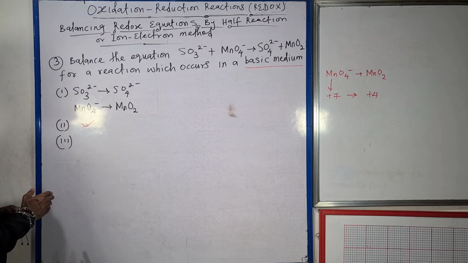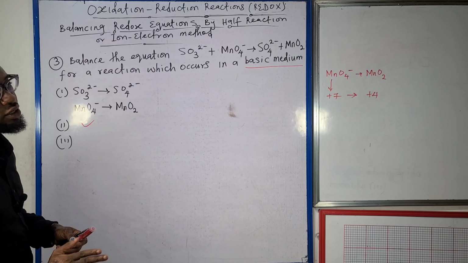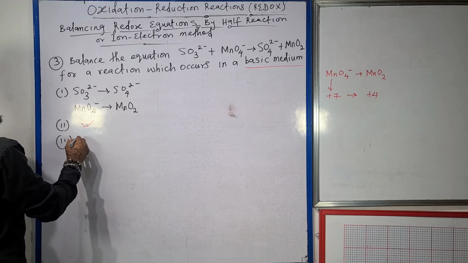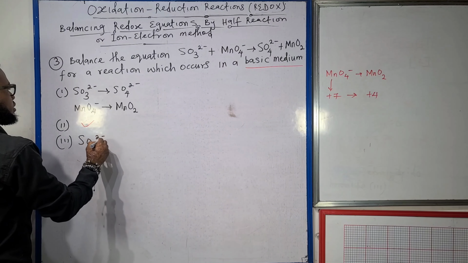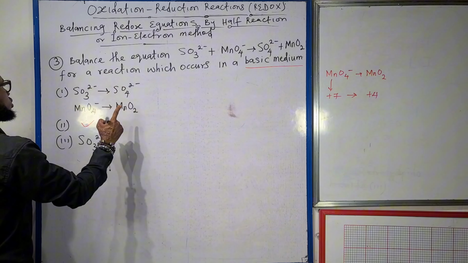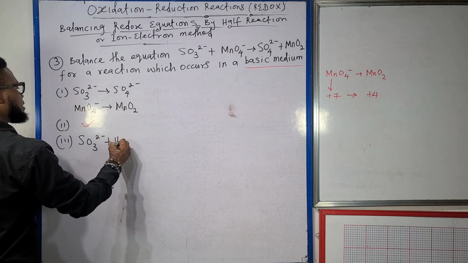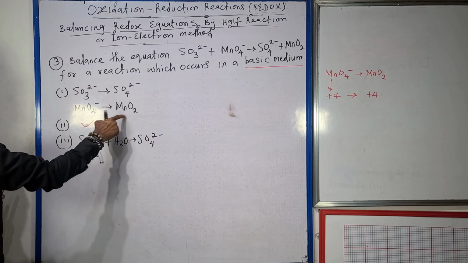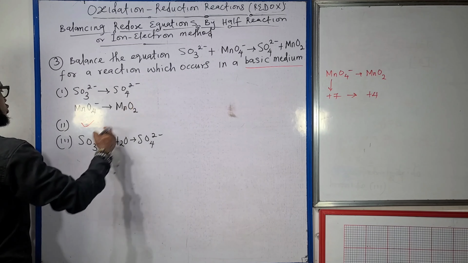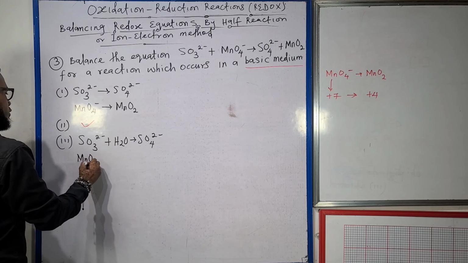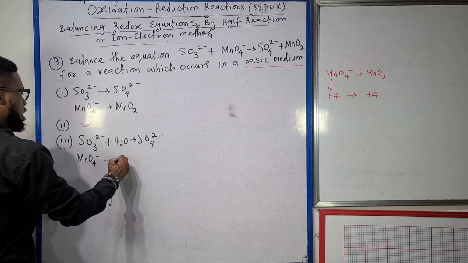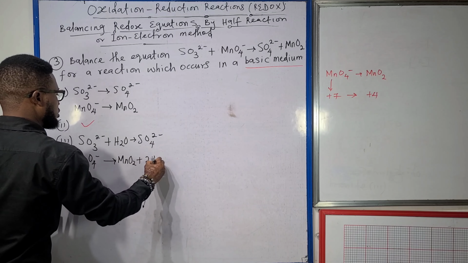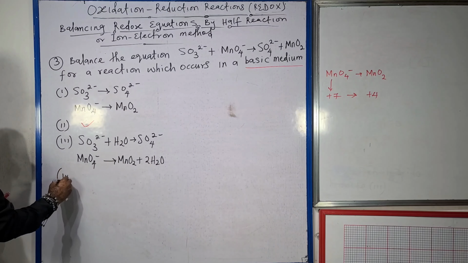For every oxygen that is lacking, we add 1 mole of water to the side that lacks oxygen. We have O3 here, we have O4 here. So for SO3 2 minus, the difference between O3 and O4 is 1 oxygen. We add 1 mole of water to the reactant side to give SO4 2 minus. For MnO2, this side lacks 2 oxygen. We add 2 moles of water here, so MnO4 minus gives MnO2 plus 2H2O.